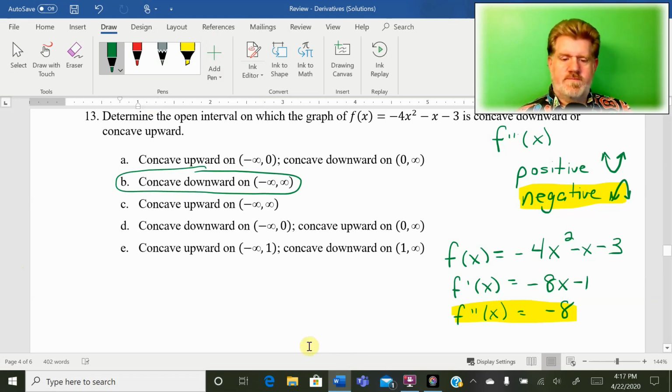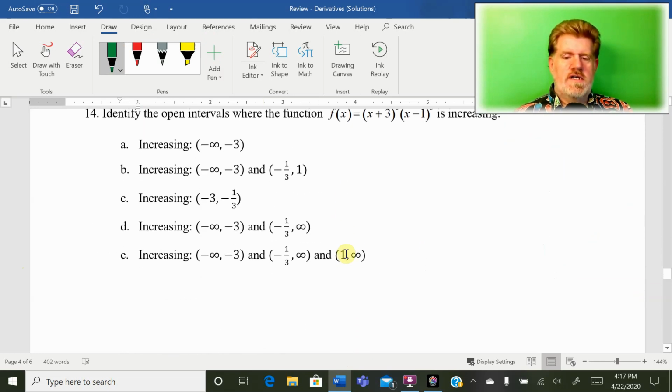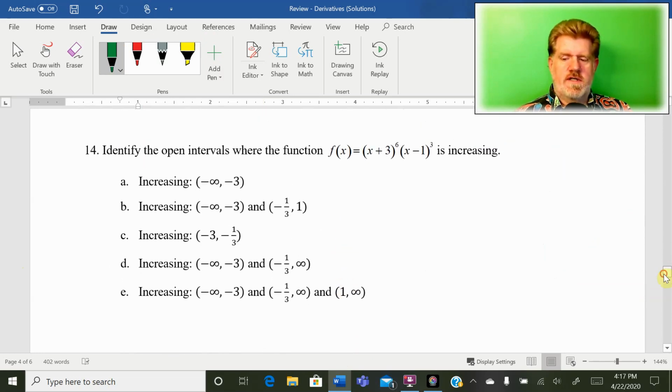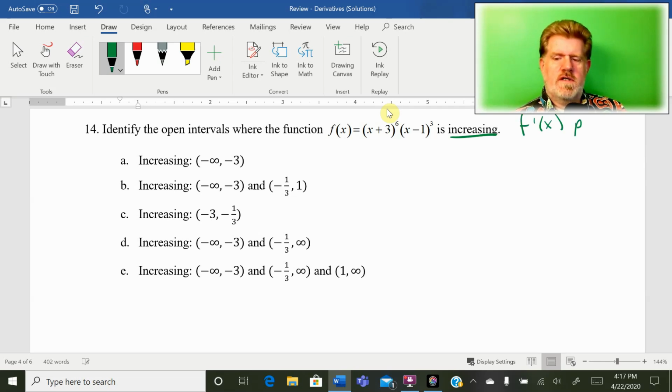All right. Let's move on. Now, where is this one increasing or decreasing? Well, that's kind of a nasty looking problem. We got to the 6th power, to the 3rd power. Ew. So increasing. We want our derivative to be positive. Then we know it's increasing. So let's take the derivative.